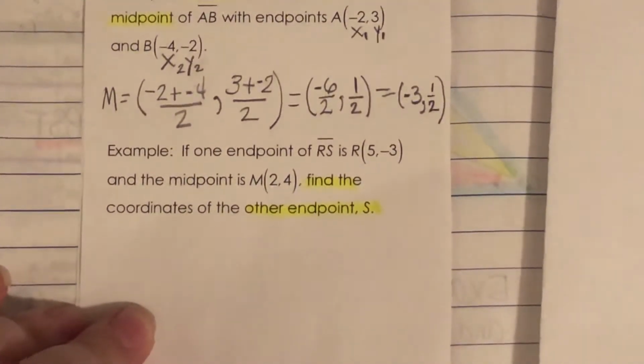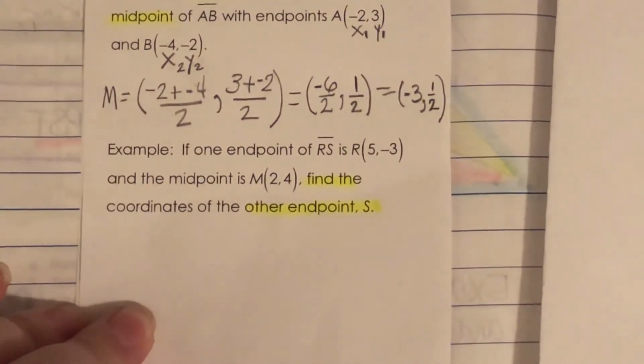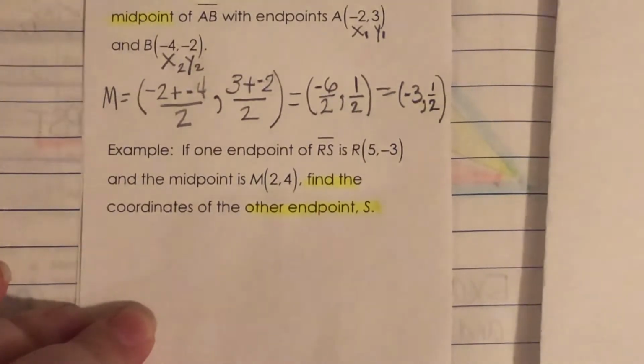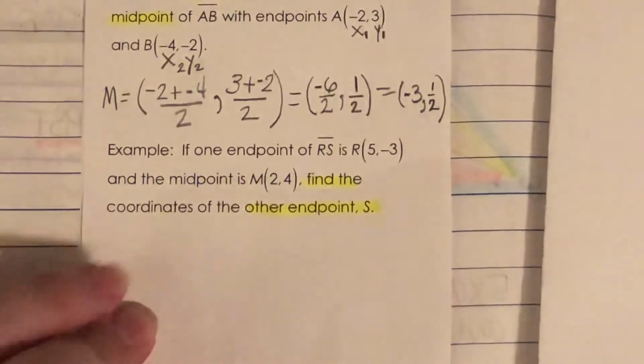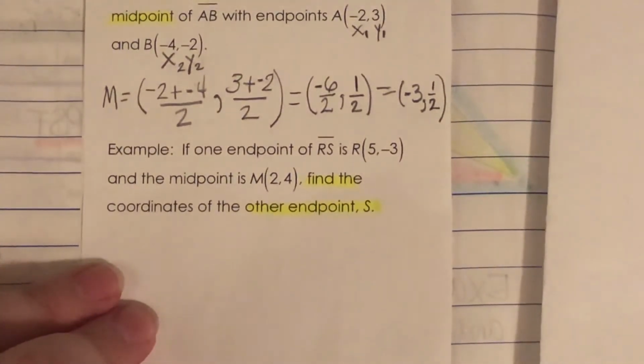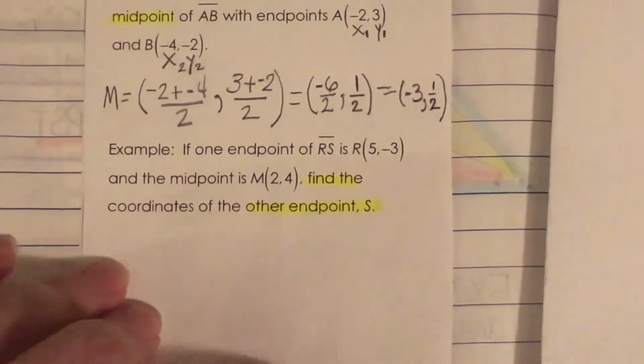Notice this time when I highlighted it, it did not say find the midpoint. It said find the other endpoint. I'm going to show you how to do this algebraically really quick, and then I'm going to show you how to do this on the graph like I just showed you right there.